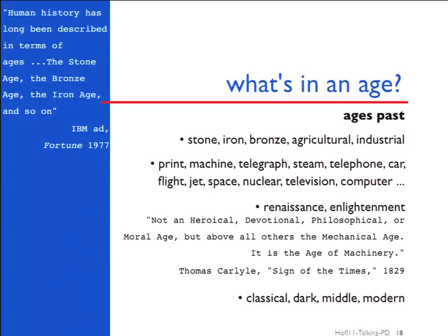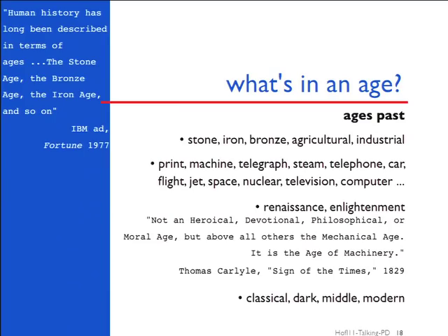A quotation from Carlyle in the early 19th century, Thomas Carlyle, a strange man. He's known for being thoroughly unpleasant, and his wife was also known for being thoroughly unpleasant. And someone said it was a blessing from God that they were married to one another, because now two rather than four people will be miserable.